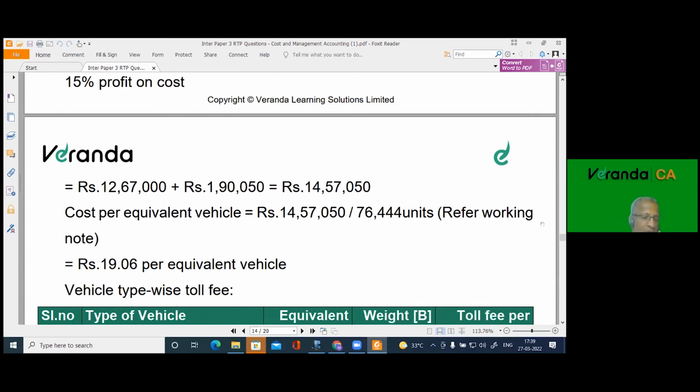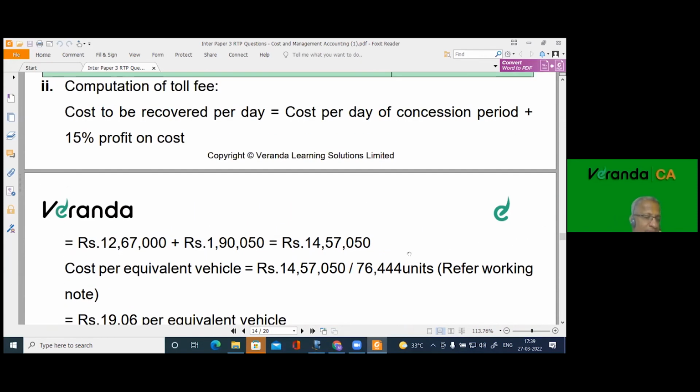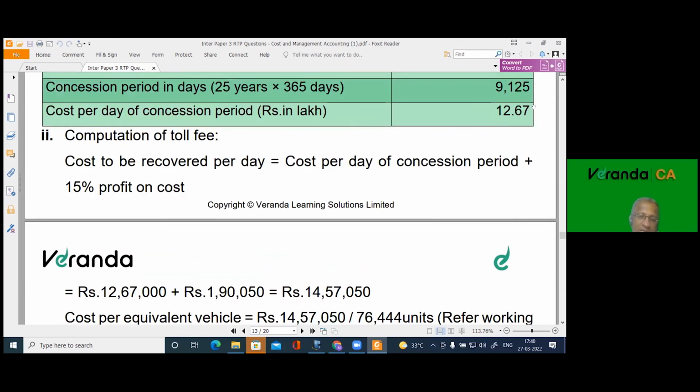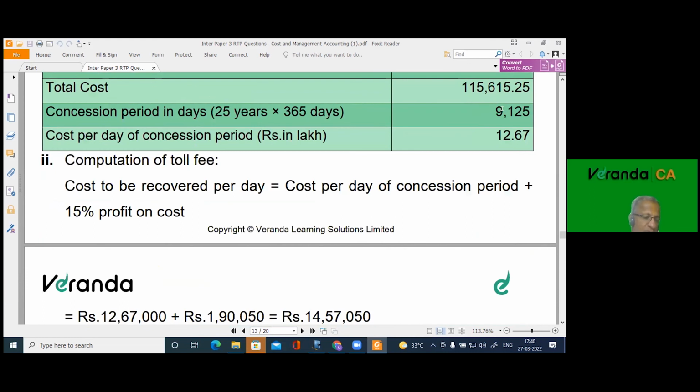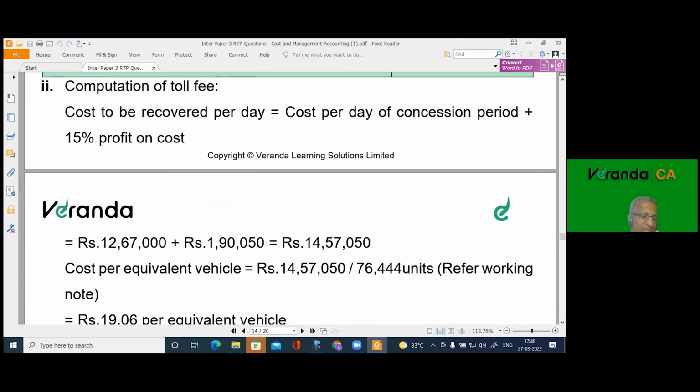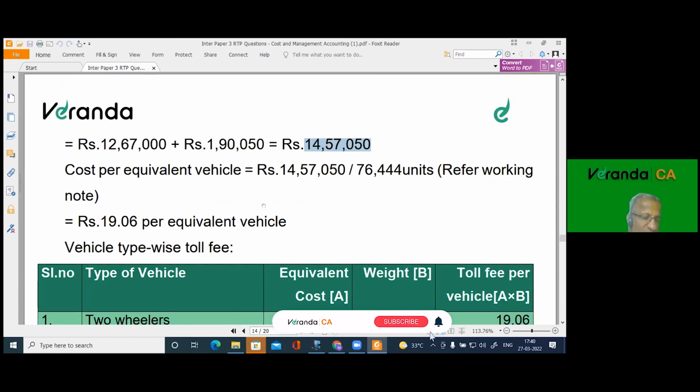Okay, so please also understand that cost per day we are expected to recover at the rate of 15%. Cost per day is 12.67 in terms of lakhs. So 12 lakhs and 67,000 add 15% is going to be 14 lakh 57,050 per day selling price. How this selling price has got to be distributed is a wonderful calculation. You just see as how they have worked.